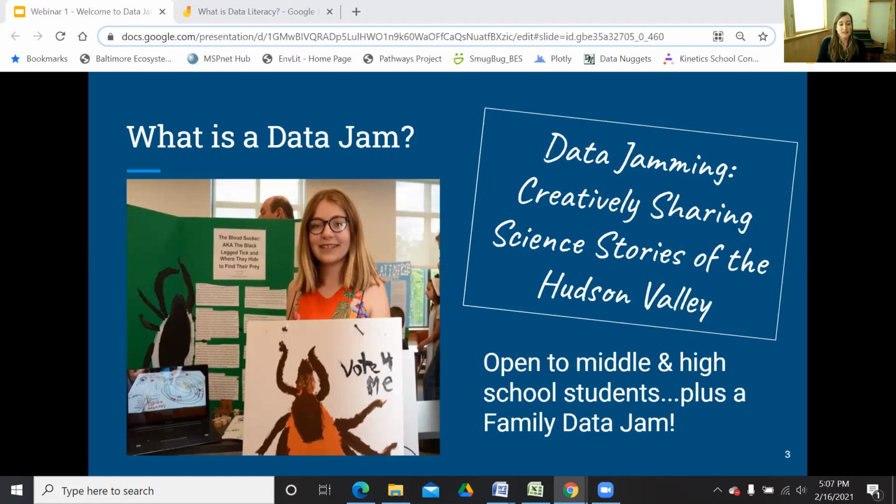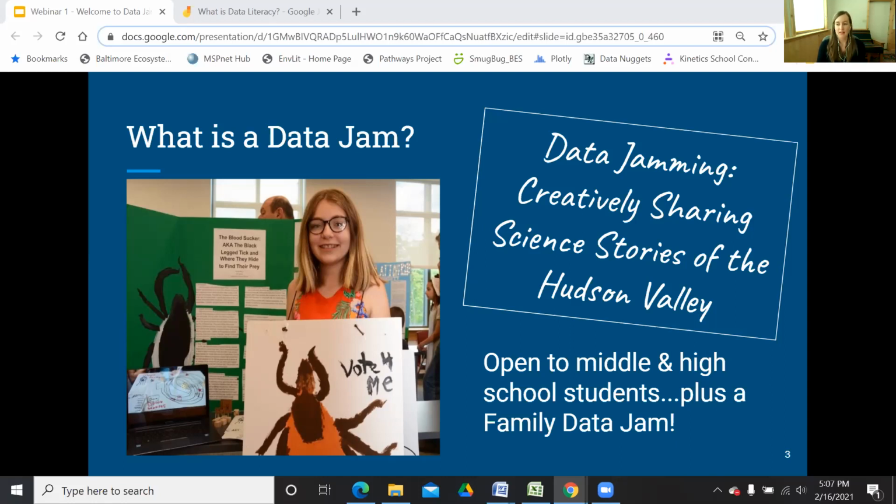So in this competition, students are looking at data that's been collected locally in the Hudson Valley region by scientists at Cary Institute, as well as organizations like the New York State Department of Environmental Conservation. And so the students are looking at data that interests them, and then they're coming up with a creative way to share their understanding with others.